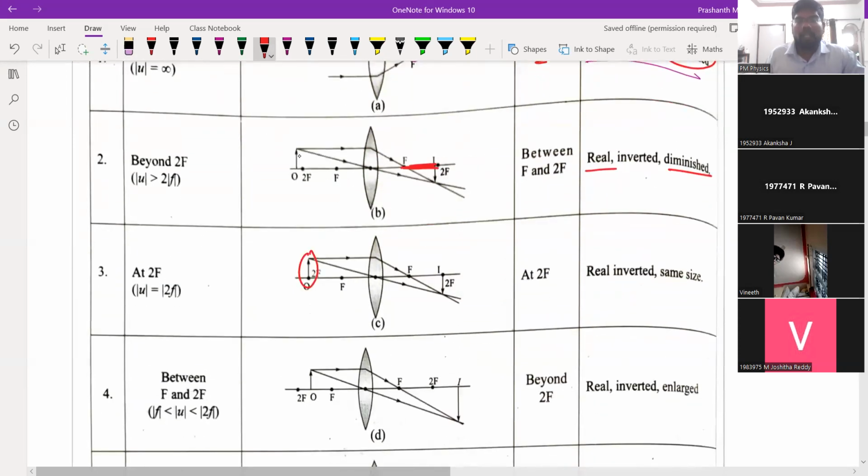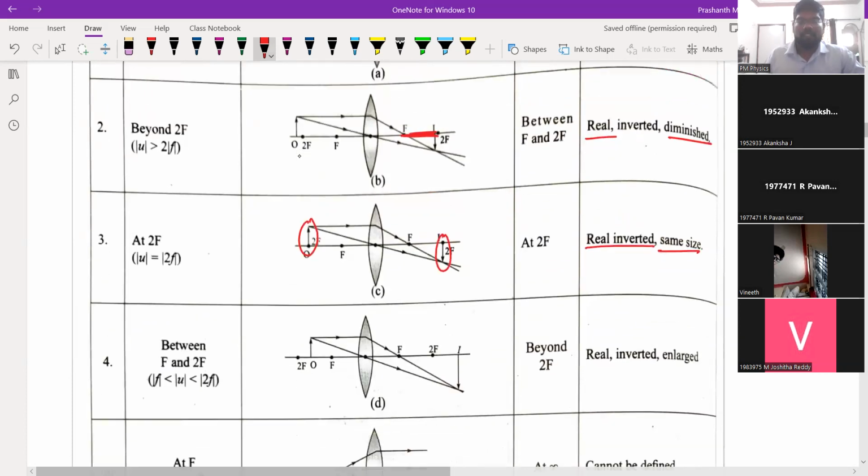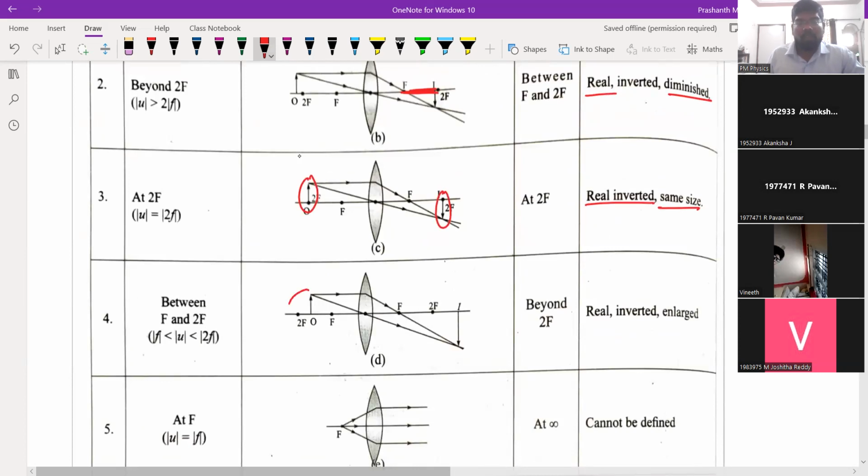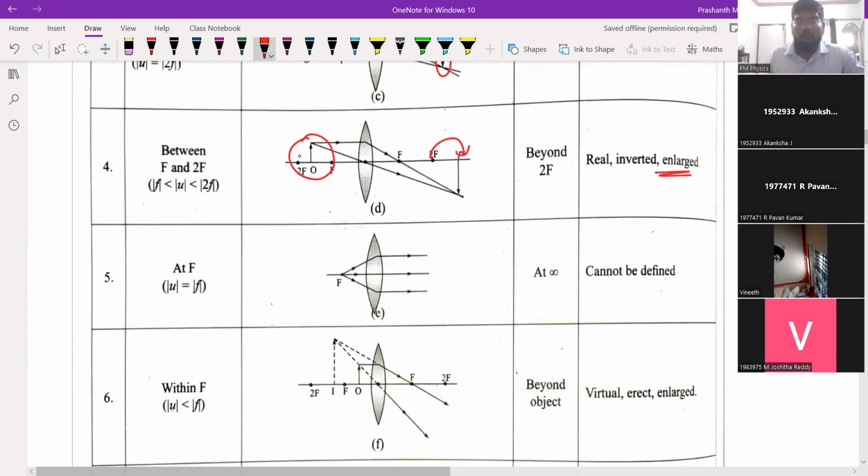If you place the object at 2f, the image is formed at 2f only. It is the same size, real and inverted. Now if the object is between 2f and f, the image is formed beyond 2f, and it is magnified, enlarged. And if you place the object at the focus, the image is formed at infinity, and we cannot exactly say whether it is real or virtual.